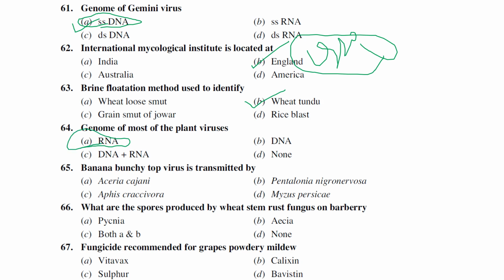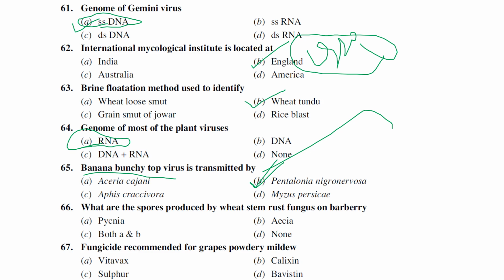Banana bunchy top is transmitted by Escherichia coli, Aphis craccivora, Myzus persicae and Pentalonia nigronervosa. Generally, the banana bunchy top virus is transmitted by the black aphid, Pentalonia nigronervosa. There is one more disease called Katte disease of cardamom. These two diseases, banana bunchy top and Katte disease of cardamom, are transmitted by the black aphid, Pentalonia nigronervosa. Of course, a couple of other viruses can also transmit through this black aphid, but these two are important.